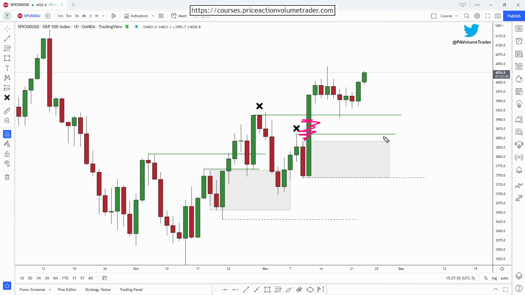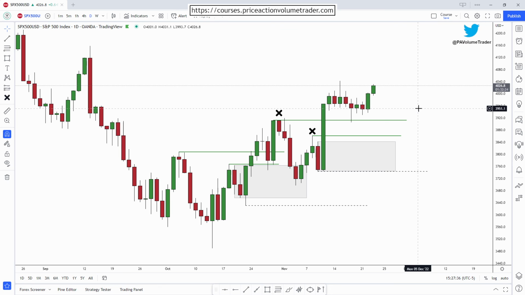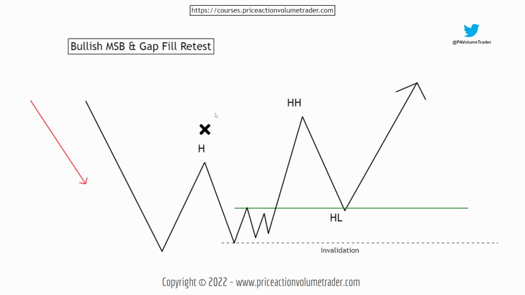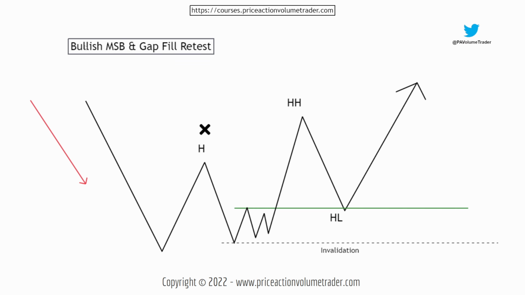But you can see we still have this gap that hasn't been filled back, so that's still open into the future. That's pretty much a really nice example of how we can look for pullbacks into both setups that we talked about: the bullish market structure break and a broken swing retest, or the bullish market structure break and the gap fill retest.